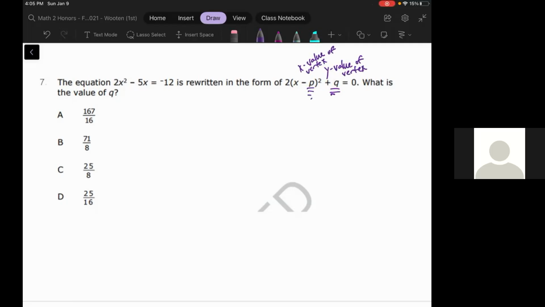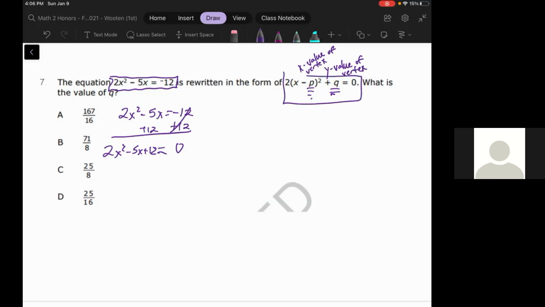So if I took this original equation they gave me and made it equal to 0, 2x squared minus 5x equals negative 12, and I added 12 to both sides, that makes 2x squared minus 5x plus 12 equals 0. Notice this equation equals 0, and so does this one. So at that point, that would tell me that these two must be equivalent expressions, just in different forms.